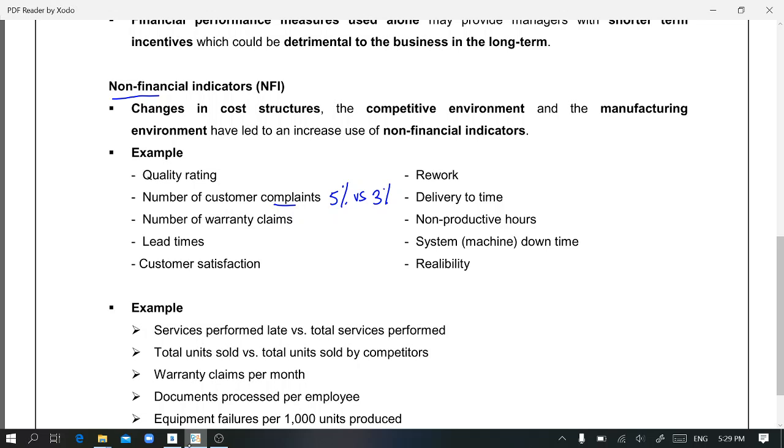So we measure along the way the number of customer complaints. We can also measure customer satisfaction. Satisfaction last time was 80%, now satisfaction is 85%. Another example is non-productive time. Last time in one month we had 100 hours of non-productive time. However, we are able to reduce it to 90 hours per month. So this is more on the production side.